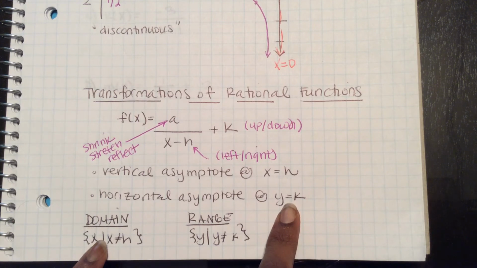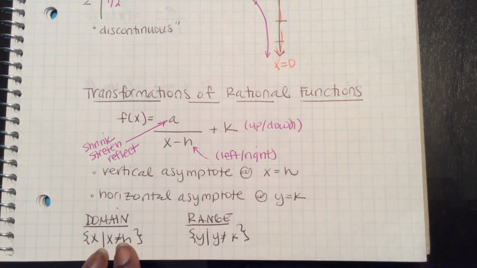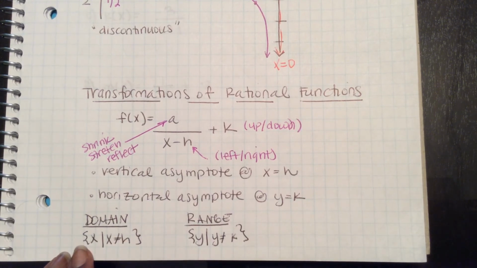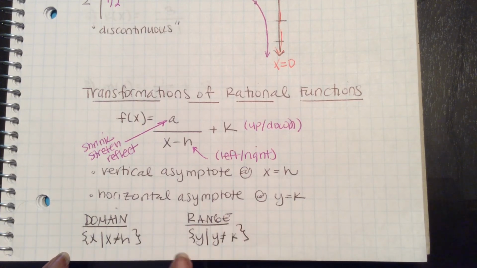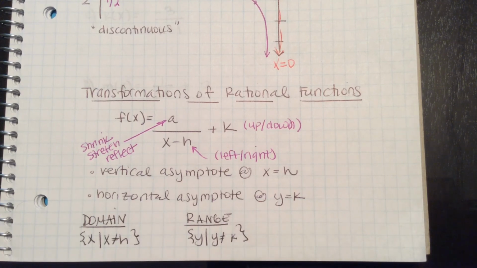And remember, our domain, our x can never equal h, our asymptote. And you read this as the set of all x values such that x does not equal h. The range is the set of all y values such that y does not equal k. So we will be graphing these rational functions and transforming them.